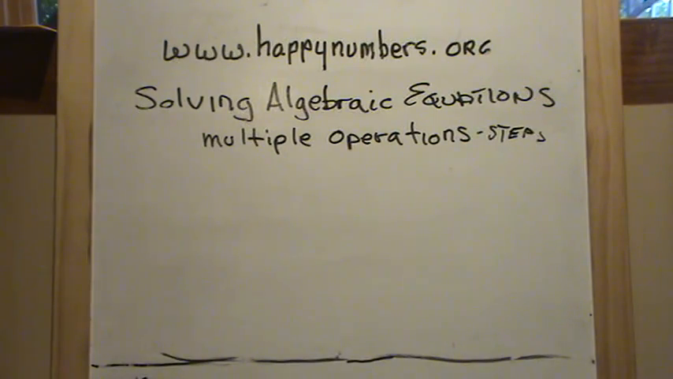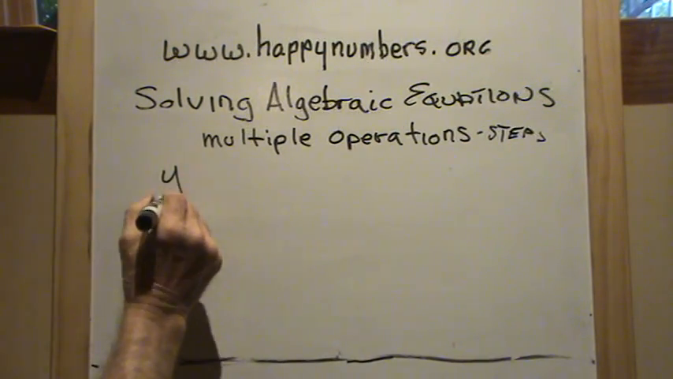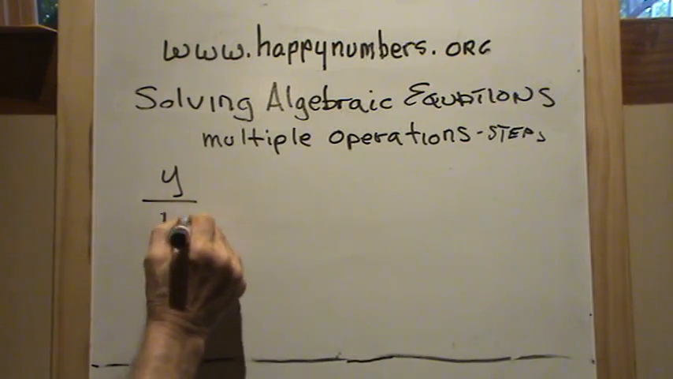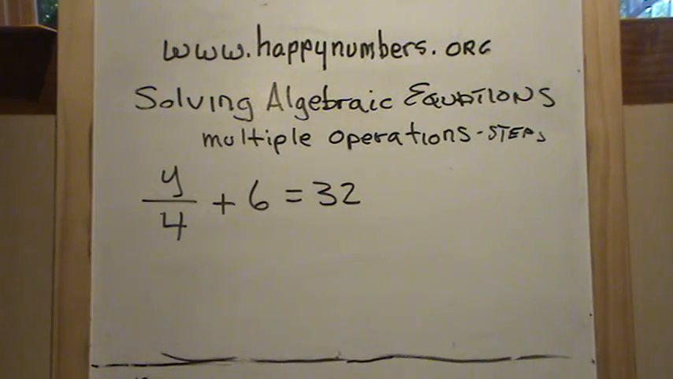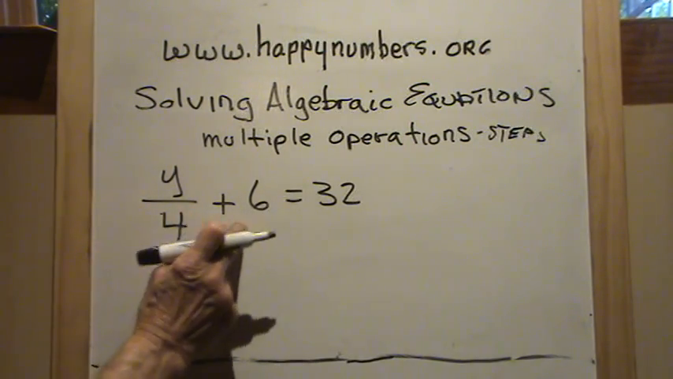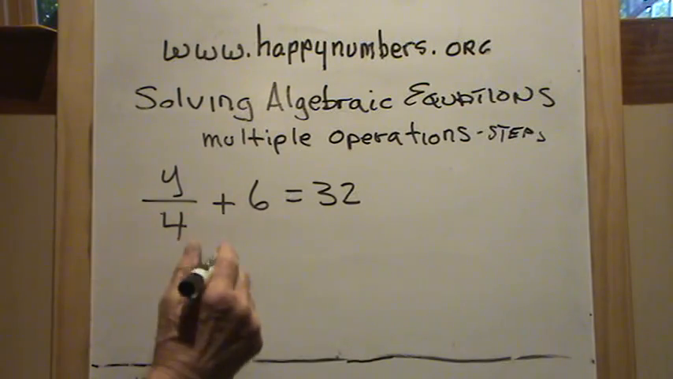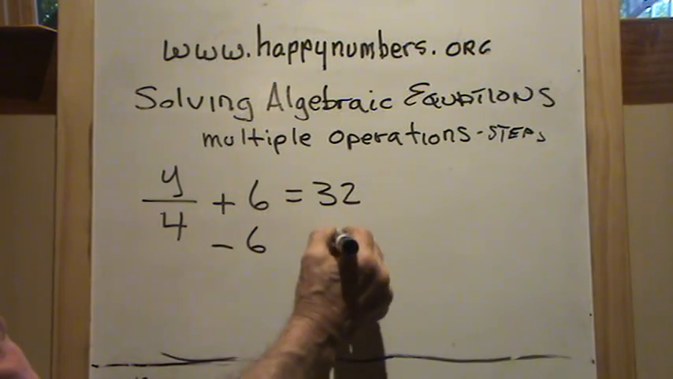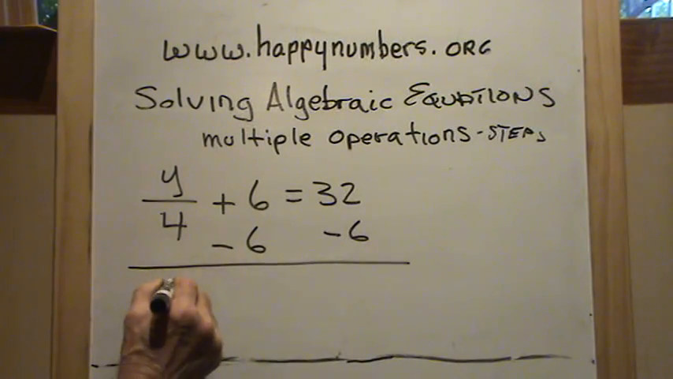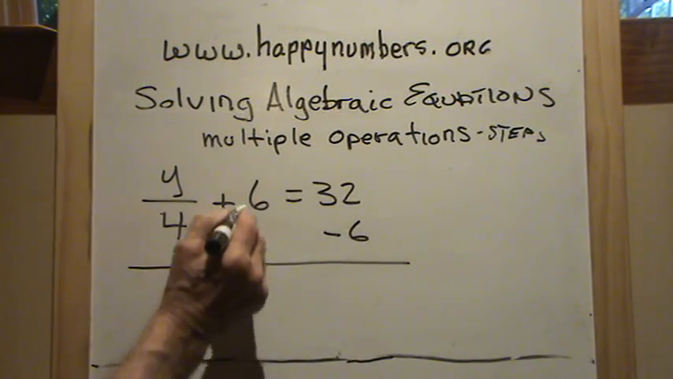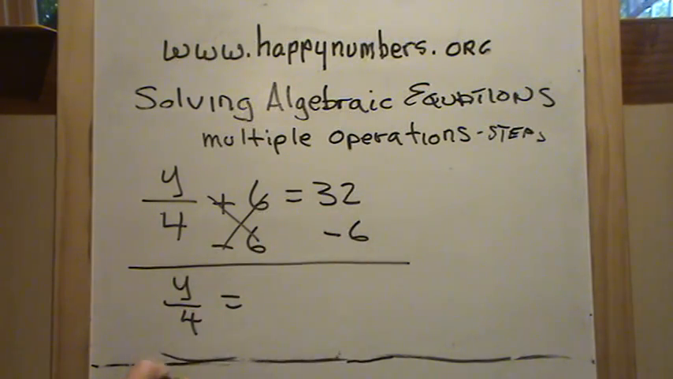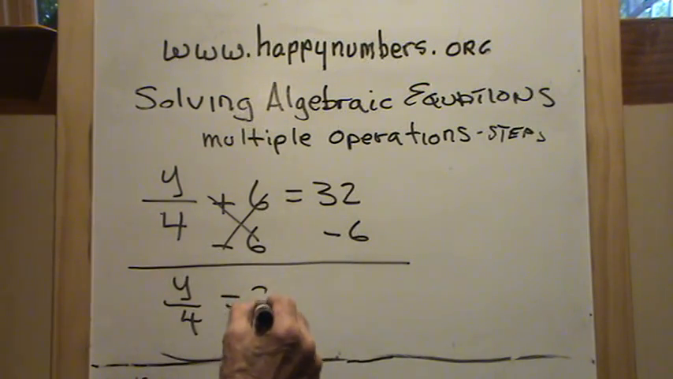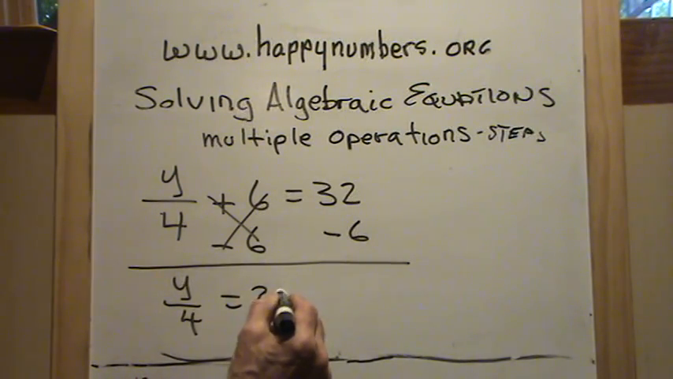Let's take a look at this problem. y divided by 4 plus 6 equals 32. Well, okay, this again is a multiple step problem. The first step I want to do is get rid of the 6. Well, this is a positive, so I know if I add the opposite, that'll go away. And so now I have y divided by 4, and this cancels out, equals 32 minus 6, which gives me 26.